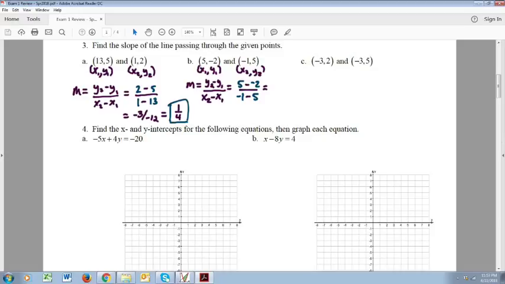So this becomes 5 plus 2 over negative 6, which is negative 7/6. Let's go ahead and do the same thing for the last problem here.